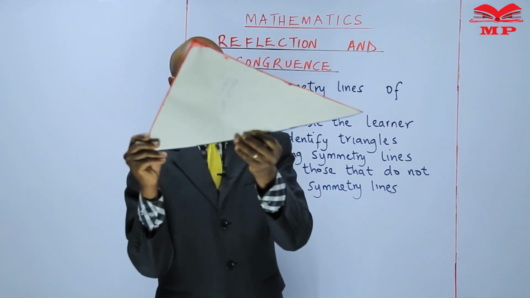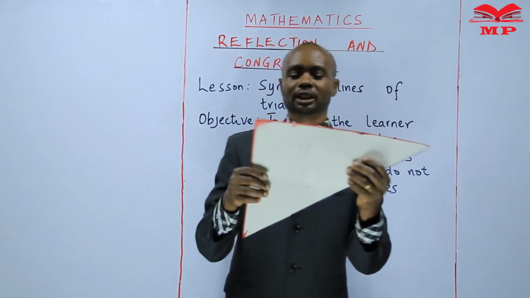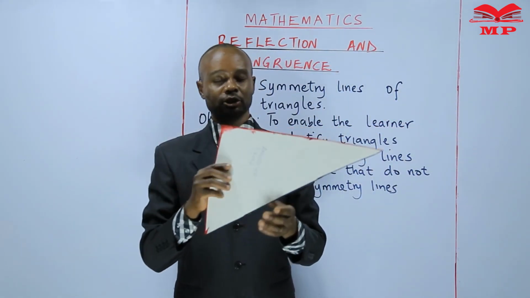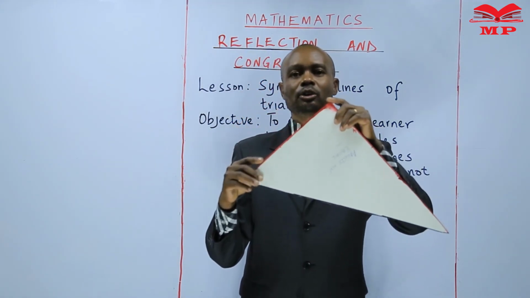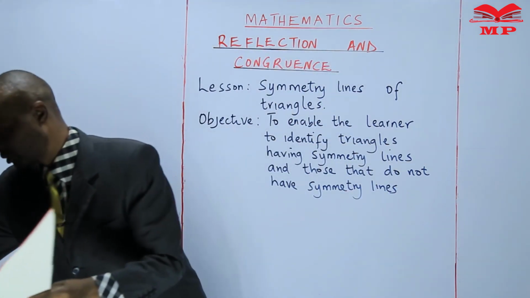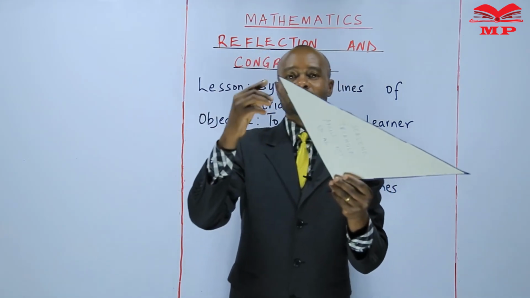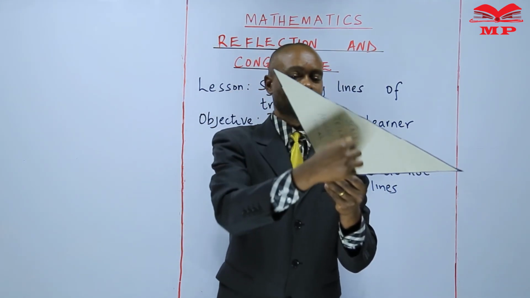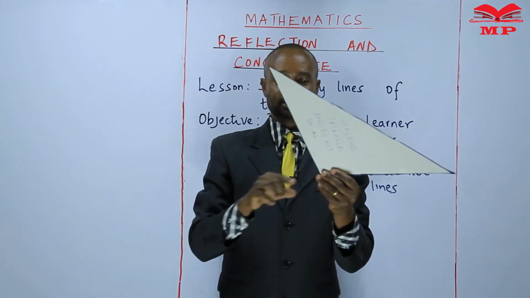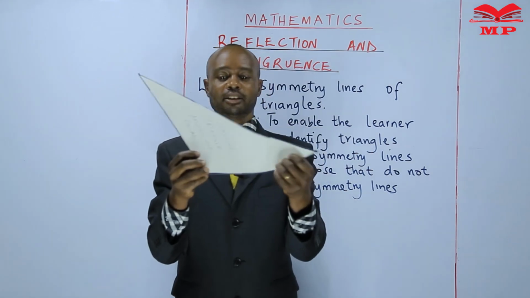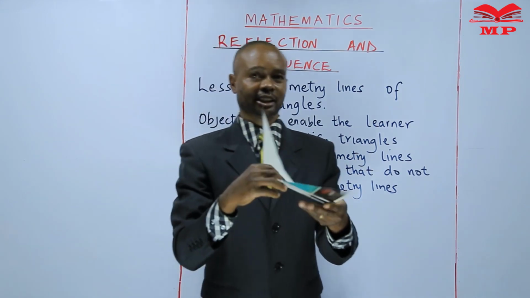That one can't. So for such a triangle where none of the sides is equal to each other, the triangles do not have a symmetrical line. It is similar also to such a triangle, which many refer to as a scalene triangle. This is a scalene triangle. If I try, I can never get symmetry in any way.